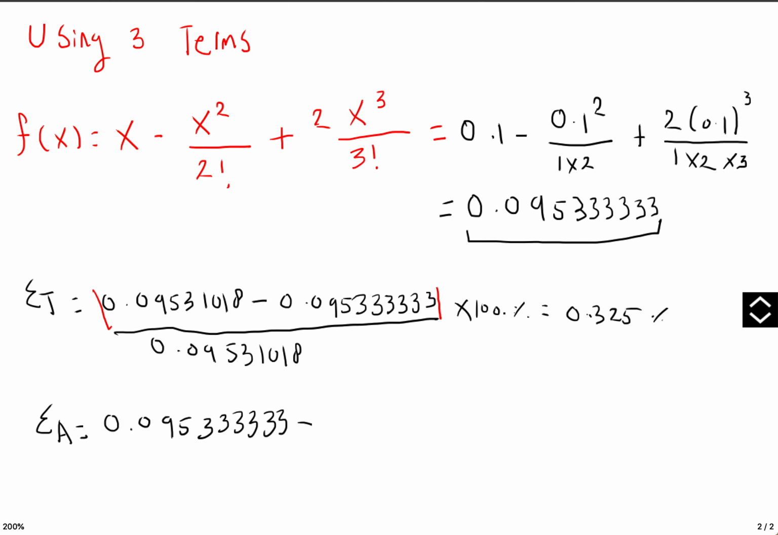Oh, my apologies. I think I made a mistake here. Let me go ahead and quickly check this in my calculator. 0.09531018, 0.095310, 0.09.